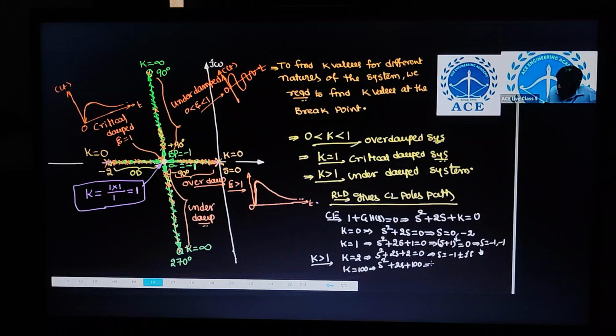What is the characteristic equation? s square plus 2s plus 100 equal to 0. What is s? The real part is minus 1, whatever value of K you take. Real part minus 1 plus or minus j root 99. That means what happened? Which path is it? Closed loop pole path or open loop pole path? Does root locus give the open loop pole path or the closed loop? Closed loop pole path.